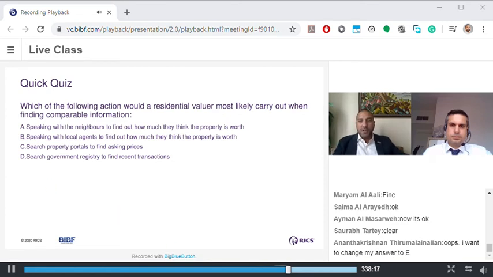So another quiz, just to keep things alive. Which of the following actions would a residential valuer, again, residential here, most likely carry out when finding comparable information? Should they be speaking with the neighbors to find out how much they think the property is worth? Should they be speaking with local agents to find out how much they think the property is worth? Should they be searching property portals to find asking prices? Search government registries to find recent transactions? I mean, again, looking for the most appropriate answer here.